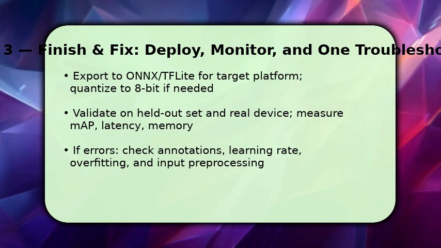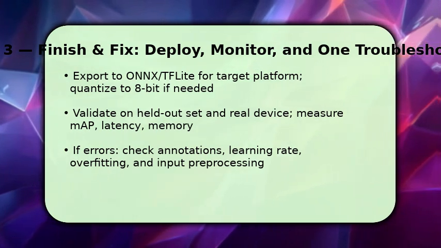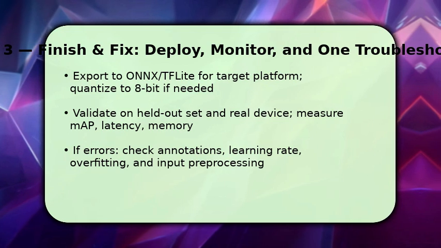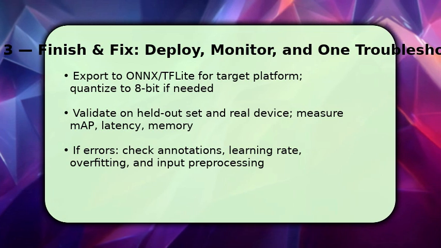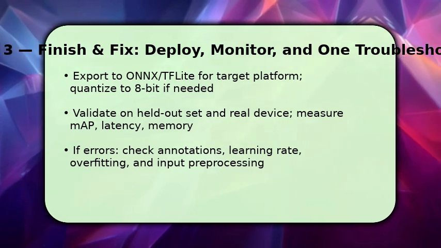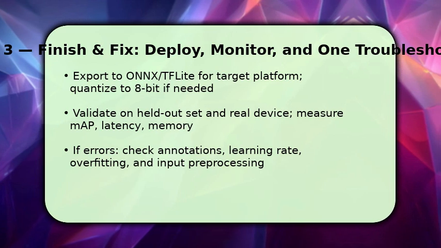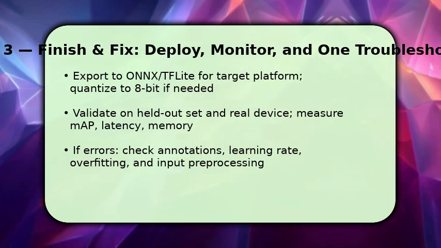Convert the trained weights to ONNX or TF-Lite and apply 8-bit quantization when edge performance matters. This reduces size and latency. Then, run the model on a held-out test set and the real device, measuring mAP, inference time, and memory.